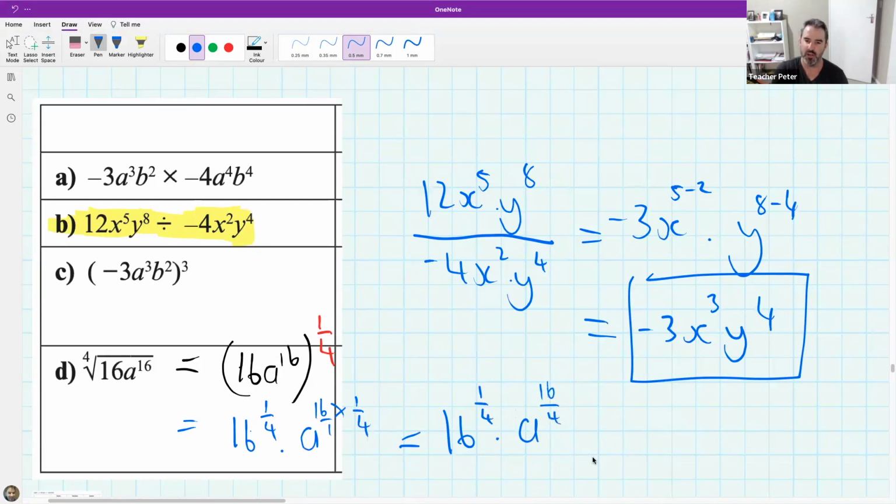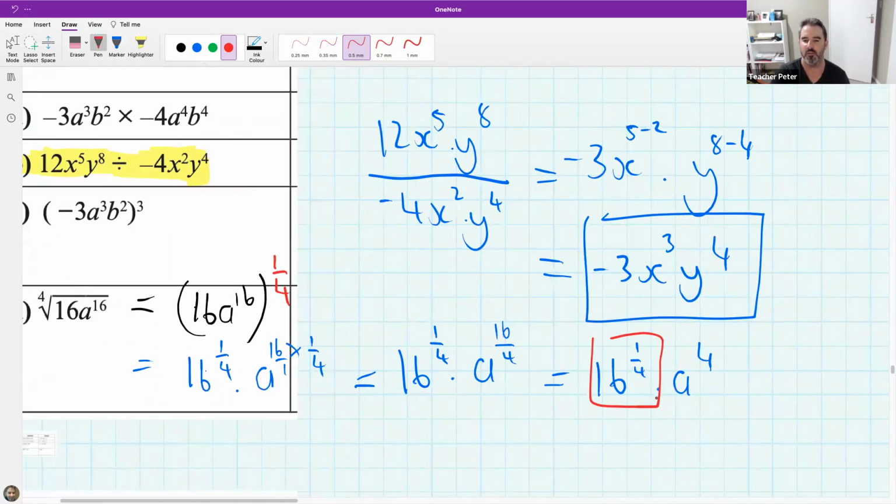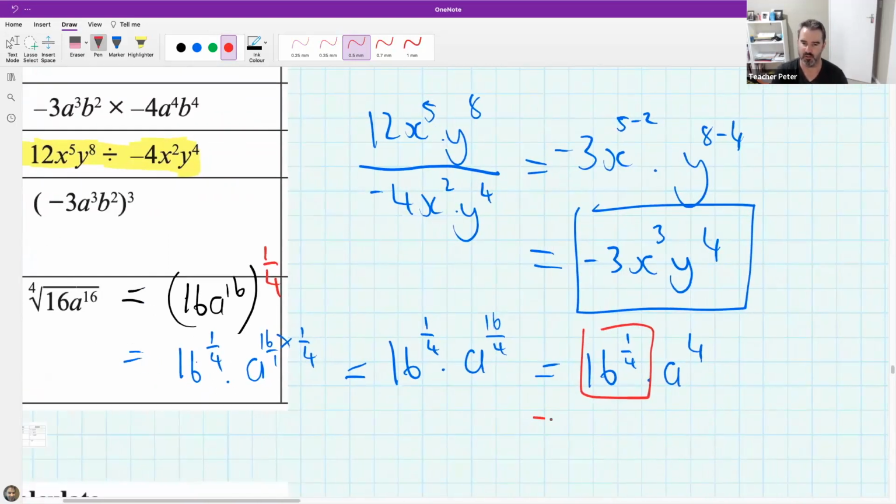16 over 4. But now if we want to simplify this, I want to know, what can we do about the 16 to the power of a quarter? We can make it a factor. I make it so it's going to be 4 over 2 or 2 over 4. So what you can do is you can take the 16 and break it down into 2.